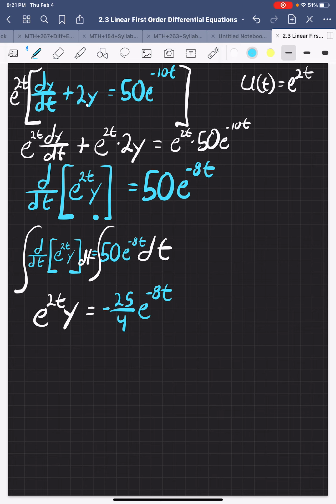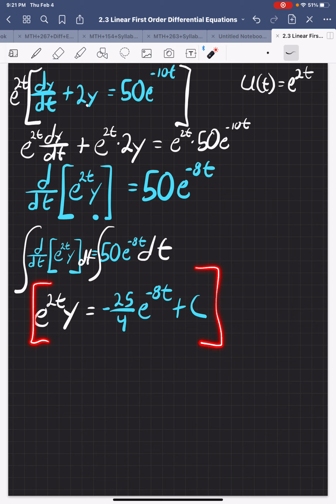All right, so negative 25 over 4, right? So 50 over 8, yeah. And then of course we've just finished integrating, so we have to have plus c. Are we done? No, we're not done, because you have to get y by itself, right? So we need to solve for y.